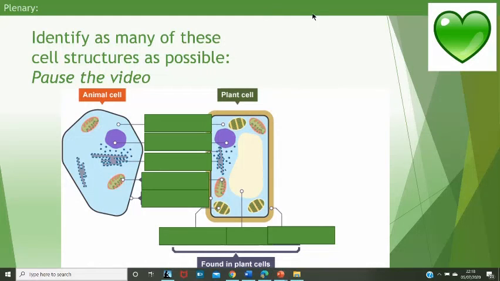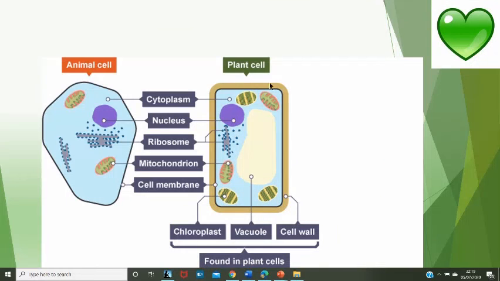Alright, so as a plenary or a bit of a summary, I want you to identify as many cell structures as possible. So please pause the video and do so. Okay, so here are the answers to this task. I hope you got the main ones correct. It isn't really that bad if you didn't get all of them correct. It's fine. You'll find some great other videos, not particularly on my channel, but on YouTube to help you with this. But anyways, I hope your revising is going well and that what you're revising for goes well as well.